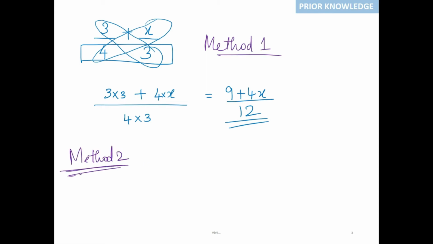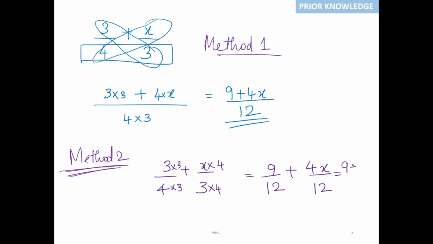Or you can use method 2, 3 over 4 plus x over 3. We know the LCM is going to be 12. So I multiply here with 3 in the numerator and denominator to make it an equivalent fraction with denominator 12, and here I'll be multiplying with 4. So my fractions will look like 9 over 12 plus 4x over 12, giving me the same answer. Any one of these methods can be used. This is just the prior knowledge that you required for the section.